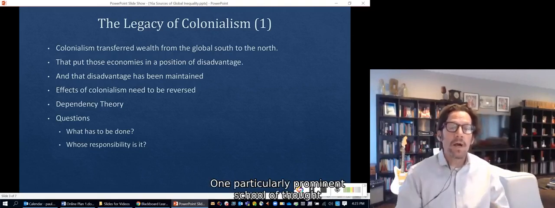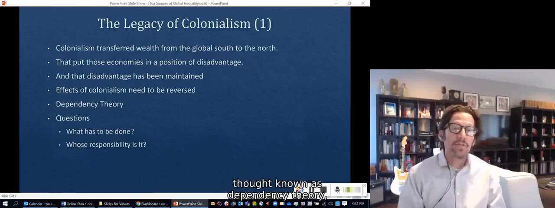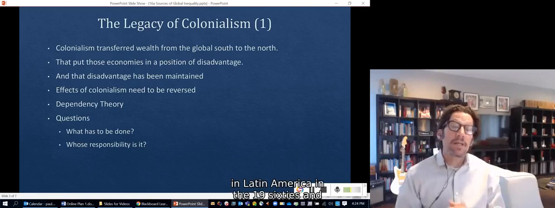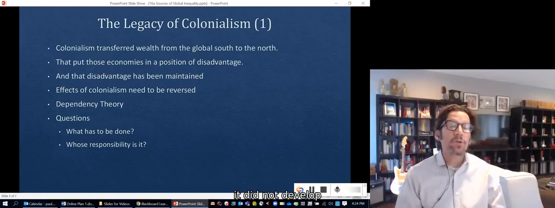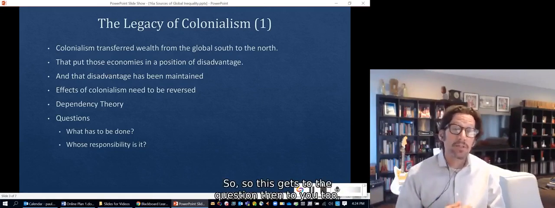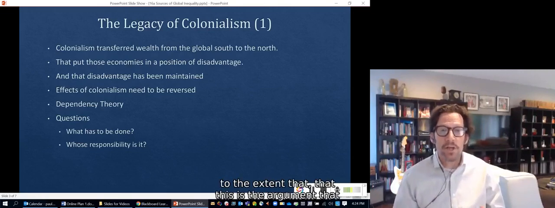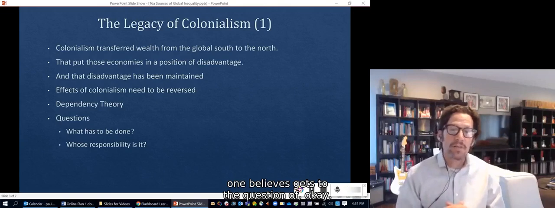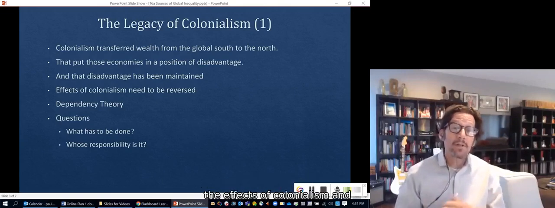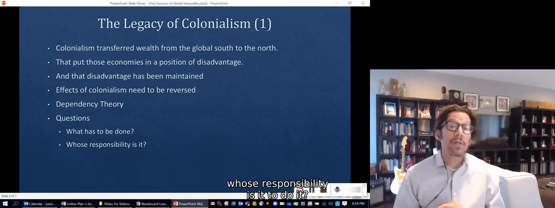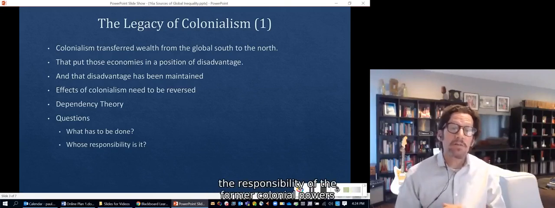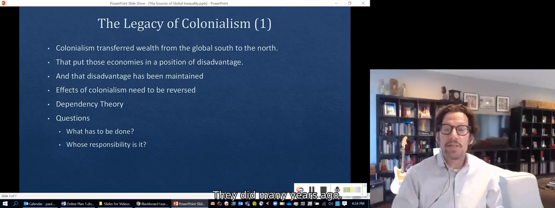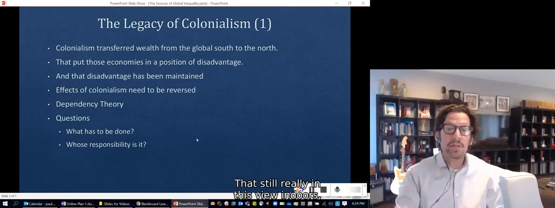One particularly prominent school of thought in that vein is known as dependency theory, which really developed in Latin America in the 1960s and 70s as a way of trying to answer the question: why did Latin America remain so poor? Why after World War II did it not develop the way a lot of people expected it to? So, to the extent that one believes this argument, the question becomes: what has to be done to reverse or undo the effects of colonialism, and whose responsibility is it? Unsurprisingly, people who believe this argument tend to believe it's the responsibility of the former colonial powers to undo the damage that they did many years ago that, in this view, still endures.